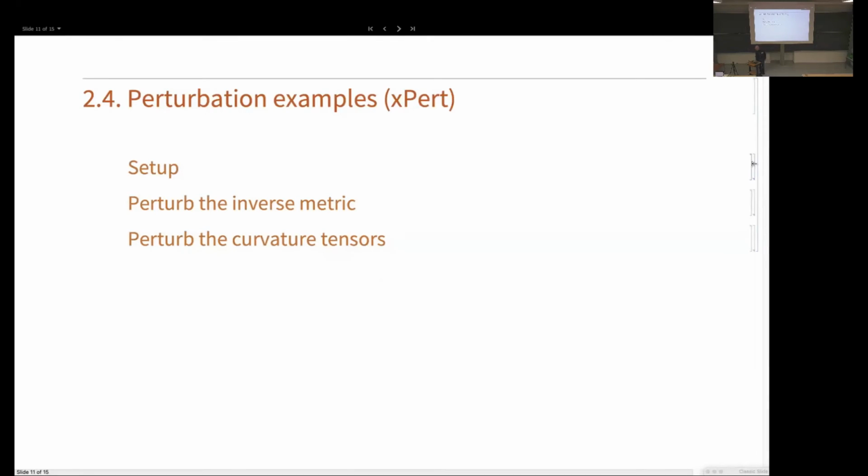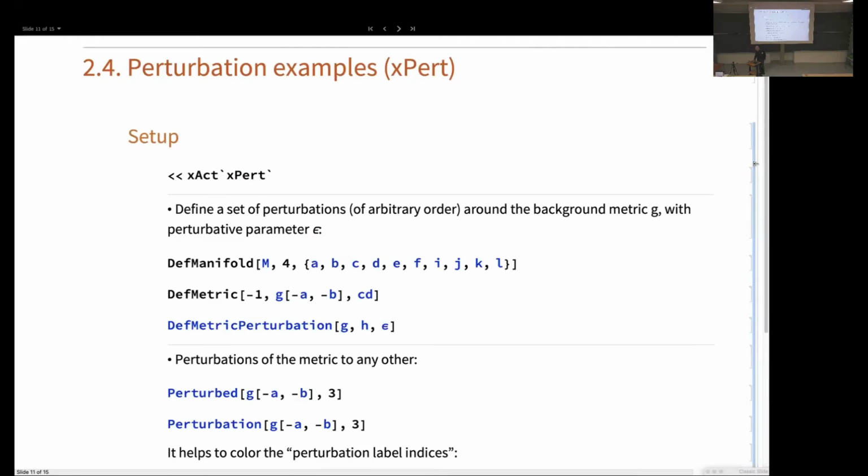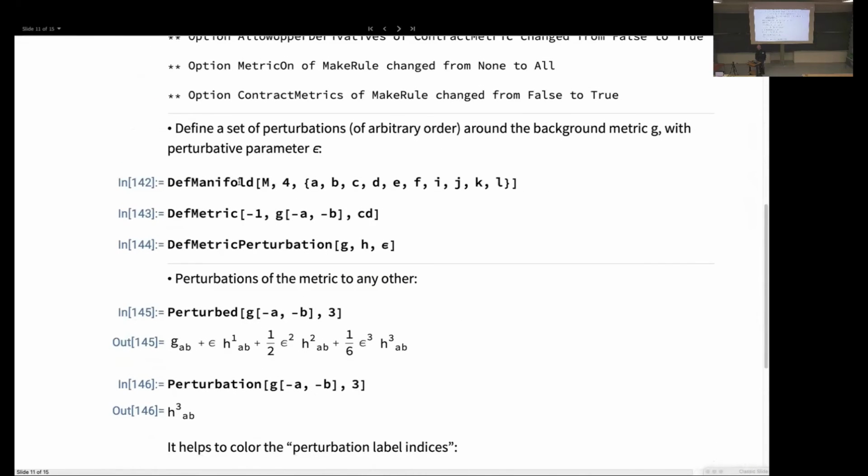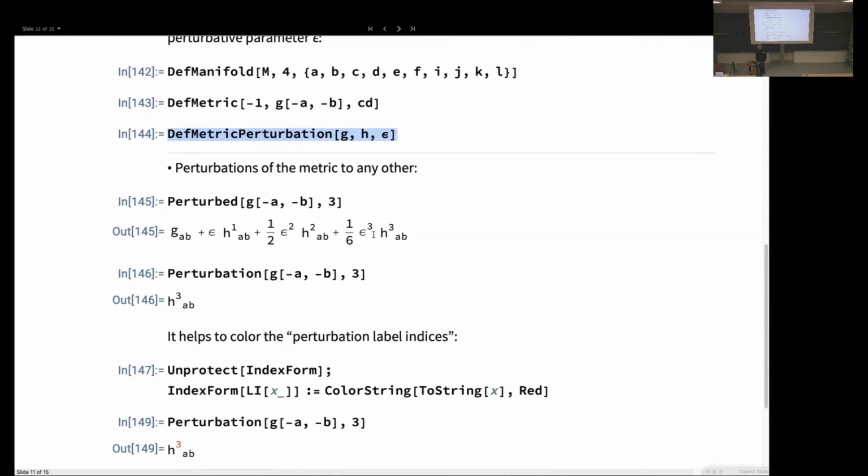So let's do perturbation theory. I load the package for perturbations, and I create a manifold, the metric as before, and now I define a metric perturbation. This means H is the perturbation of G with parameter epsilon. For example, if I perturb the metric G to 3rd order, I get that: the background metric, the 1st order perturbation, the 2nd order perturbation, the 3rd order perturbation, etc. Again, this can be done to any order.